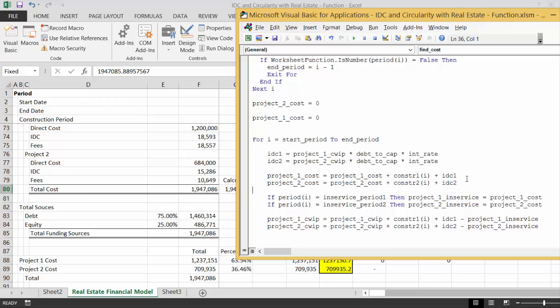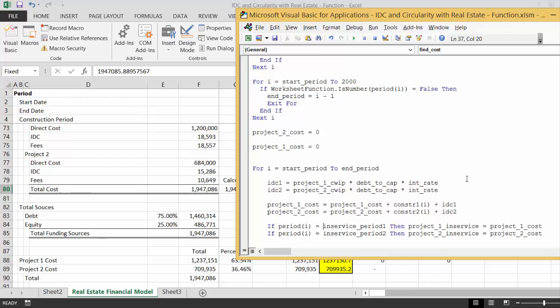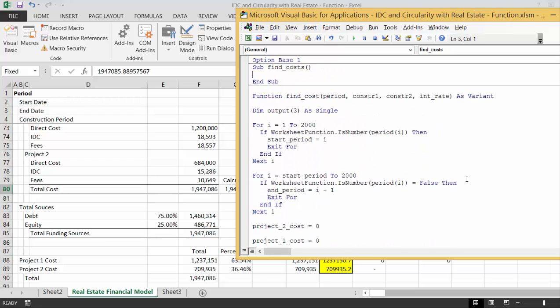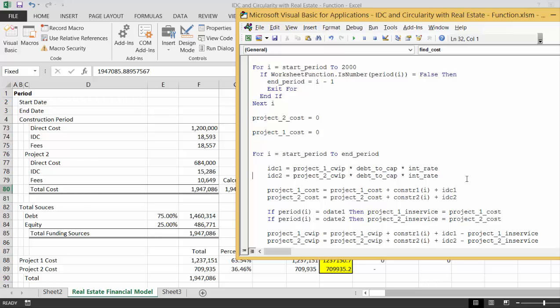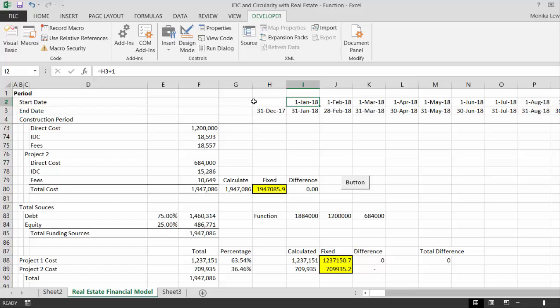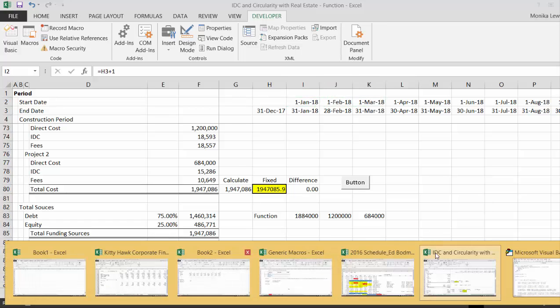And then we need the in-service period for 1 and 2. I'll call this the occupancy date, O date 1 and O date 2. So we need to read in O date 1 and O date 2. Right now, interest with debt to capital is 0, so IDC 1 is 0, IDC 2 is 0. We can look at the period. The period right now is going to be redefined as this period, because that's a number.